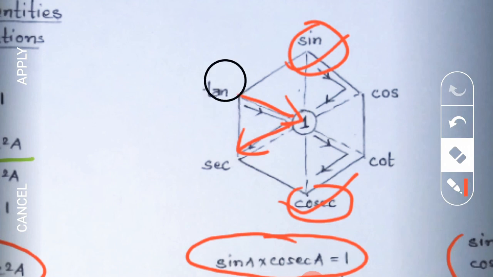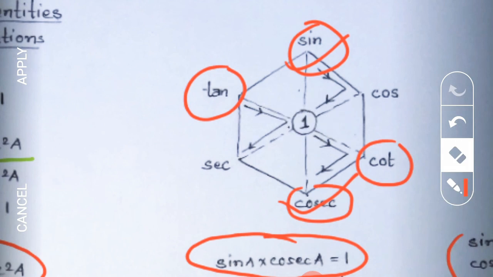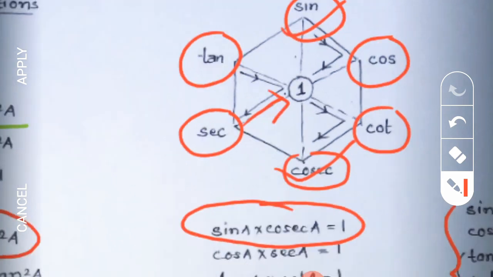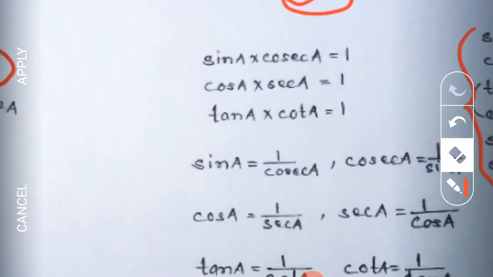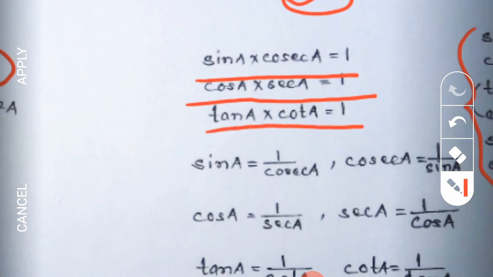In the same way, the product of tan a into cot a equal to how much? Equal to 1. Third one, the product of sec a into cosec a equal to how much? 1. So see, I have written all the identities here. Sin a into cosec a equal to 1, cos a into sec a equal to 1, tan a into cot a equal to 1.